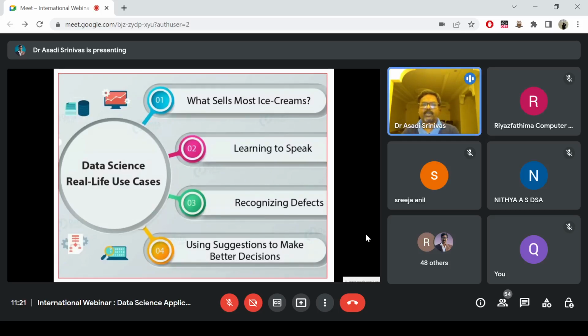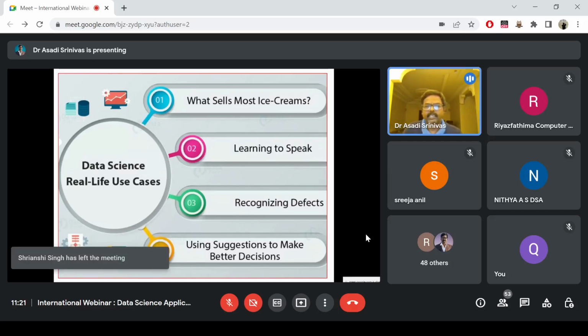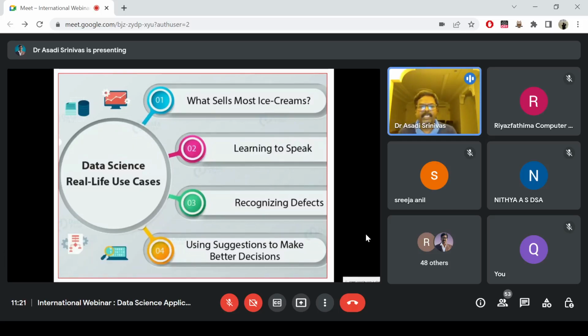What sells the most ice creams? See, it is an interesting question. Learning to speak, recognizing defects, using suggestions to make better decisions. These are the final approaches or concepts, knowledge, and decisions you are taking in real life use cases.